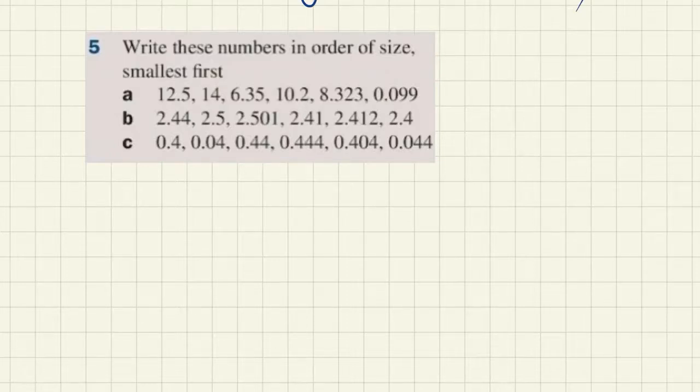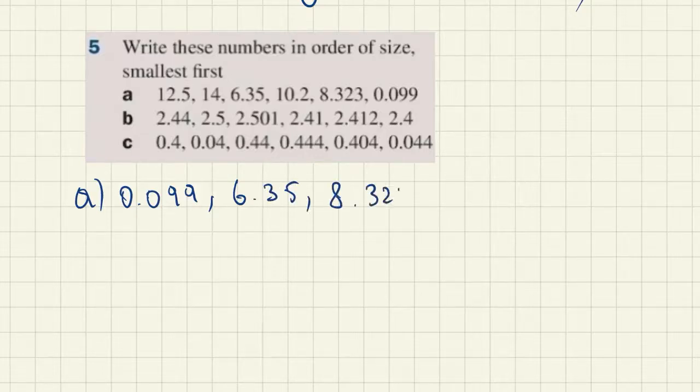Actually, the first example is very easy because each one of them has a different whole part. So we don't even have to look at the decimal part of it because the whole part is already different for each of them. So we go 0.099. It's definitely the smallest. Then we go 6.35, 8.323, 10.2, 12.5, and finally we have 14.